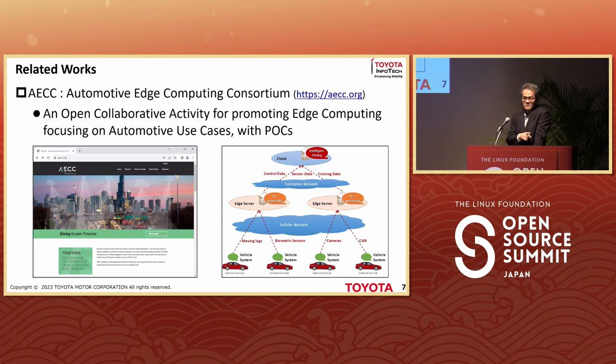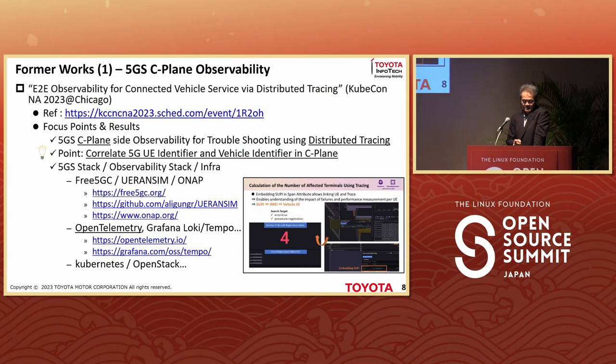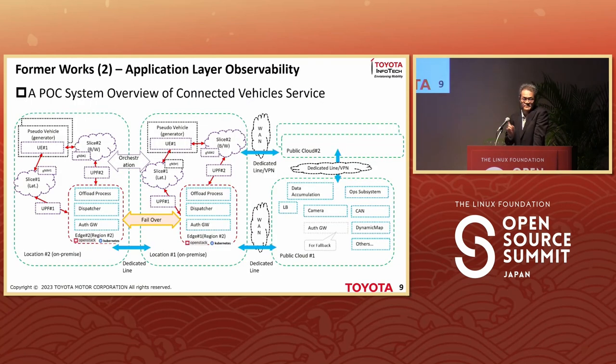I explained a bit of the overall activity at ACC and also the 5G C-plane activity. And as a connected vehicle service provider, we are also doing application layer observability too. And this is formal work too, number two. My focus point comes a little bit later, so please wait a little bit.